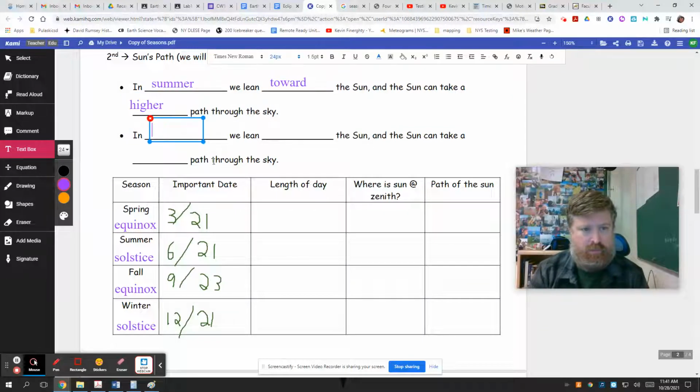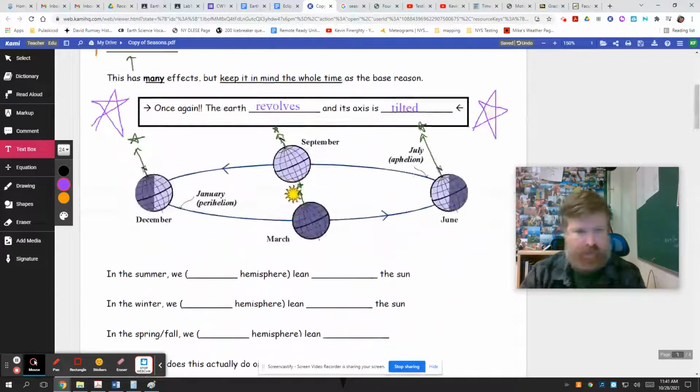Oh, this will be the opposite. In winter, we lean away from the sun, and the sun takes a lower path through the sky. So all the opposite of the stuff I just said. Right up here, now it's leaning back, so the sun's hitting at a lower angle, and less of our latitude is exposed to the sunlight, meaning we've got a really long night.